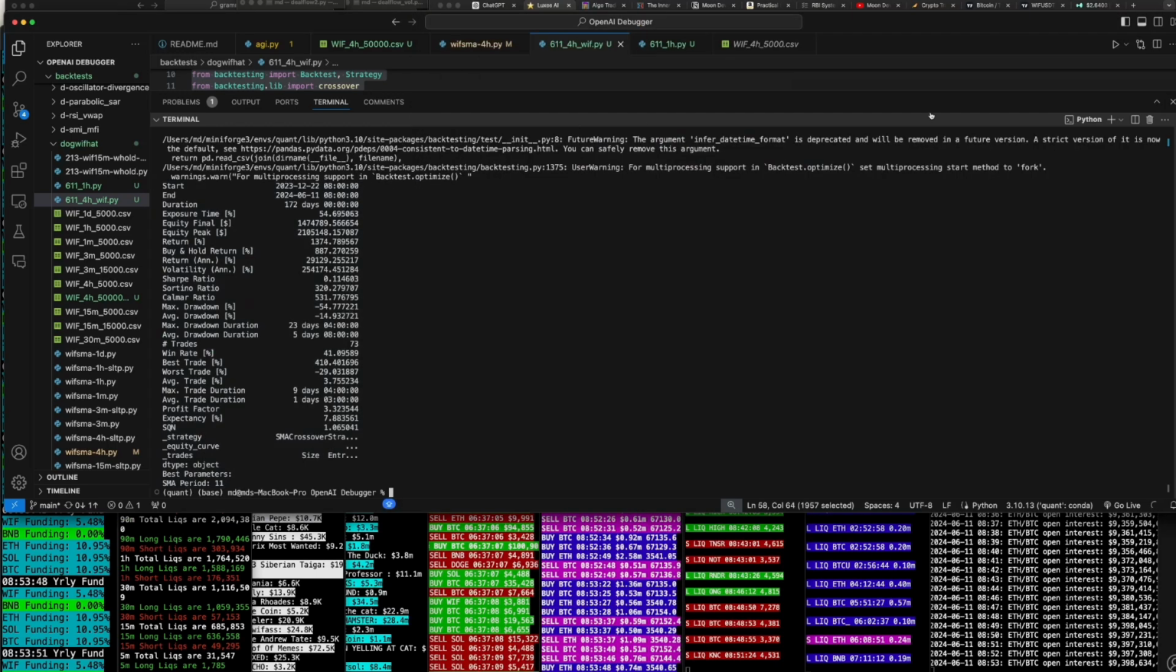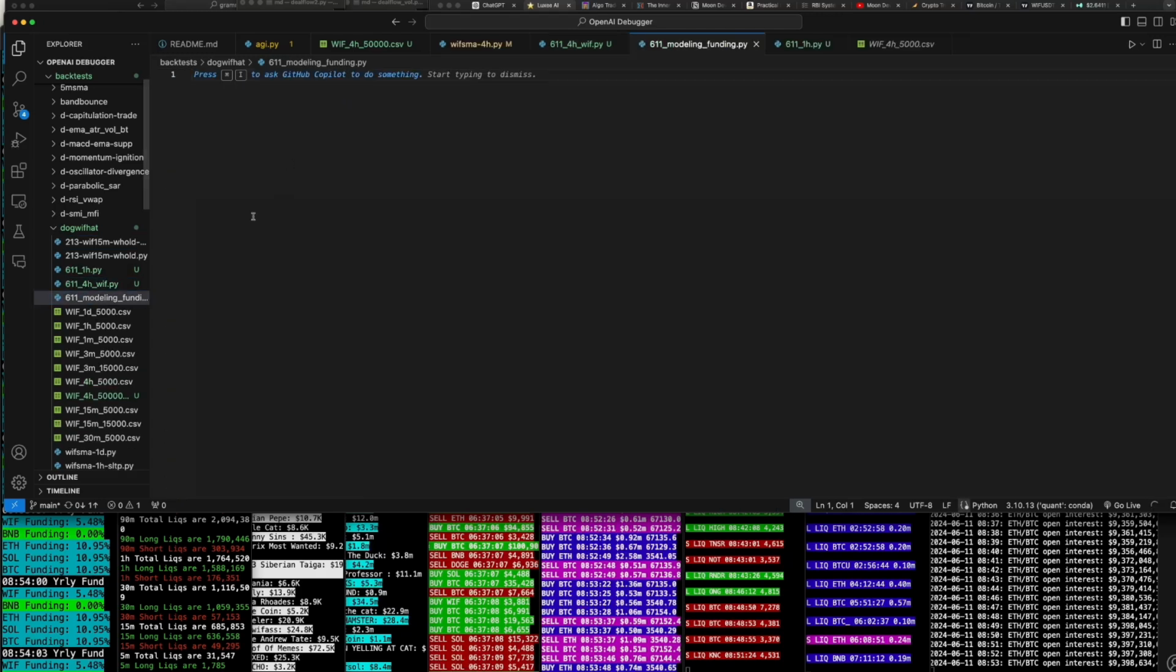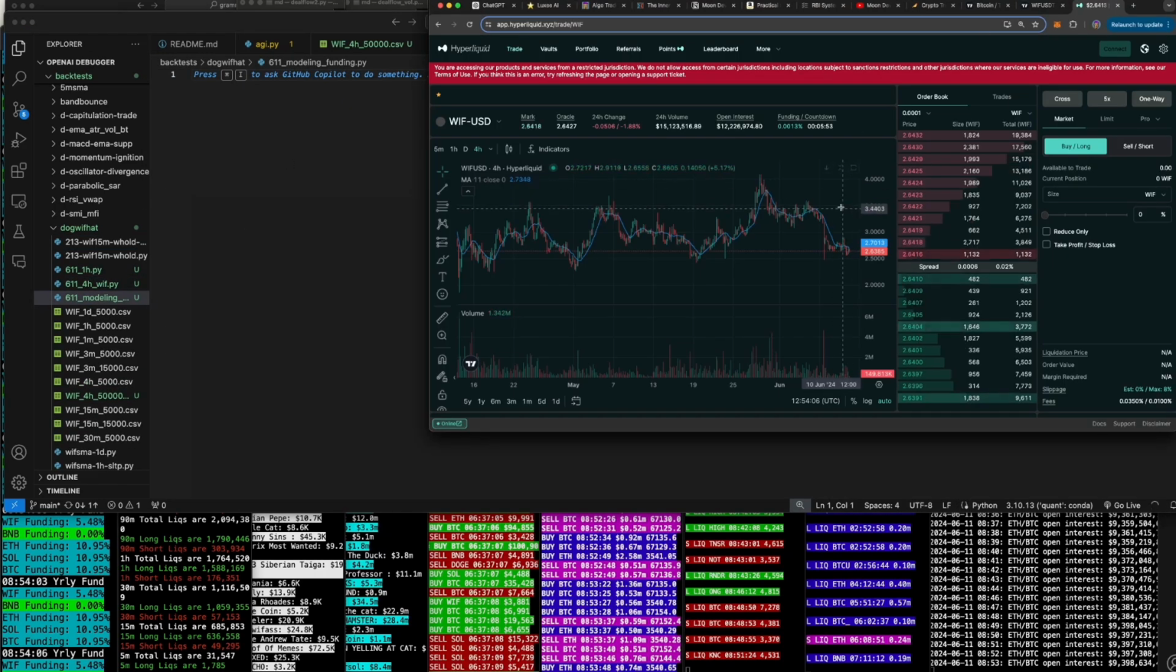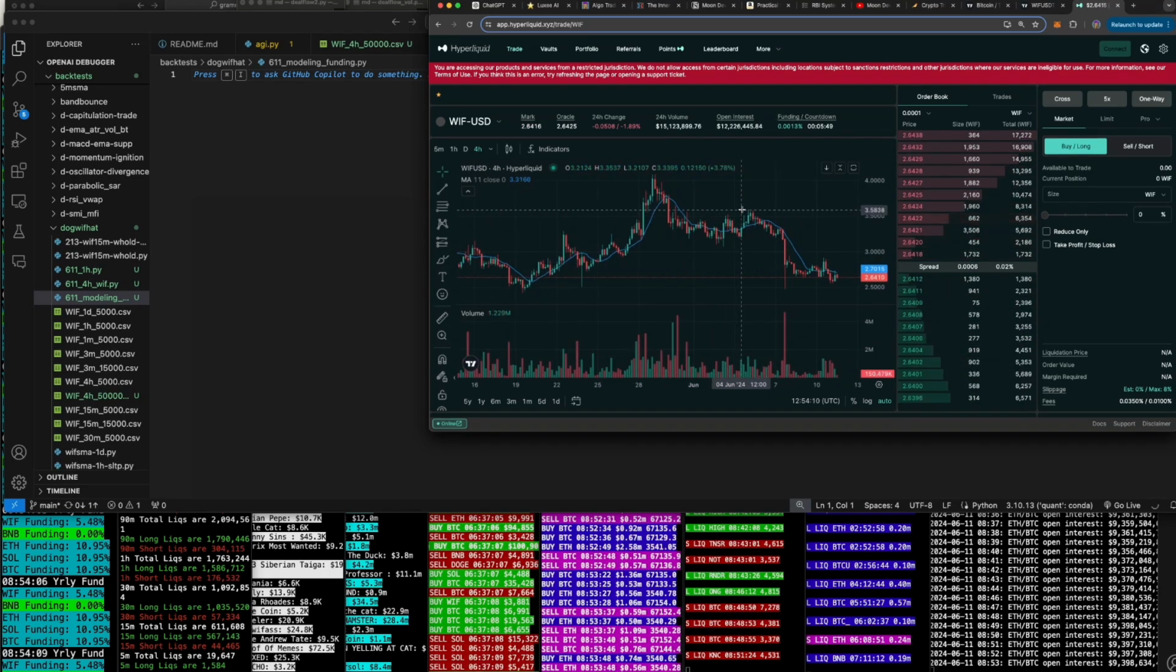Okay. Let's make a new file here. Well, actually have this one here. Let's go ahead and say 611 modeling funding.py. So if you don't know the funding rate, it's where the longs or the shorts pay each other to keep the market doing what they need to do.